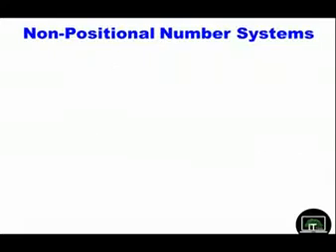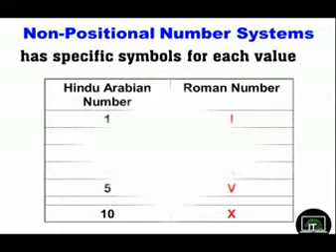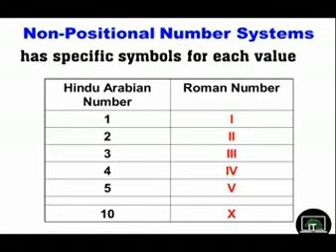First, we will look at what non-positional number systems are. Non-positional number systems always have a specific symbol for each and every value. Each and every value will have special symbols, especially the Roman numbers. If you look now, you can see the Roman numbers 1, 2, 3, 4, 5, 10. Each will have a specific symbol.